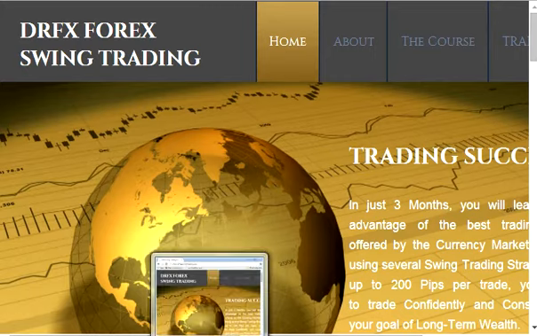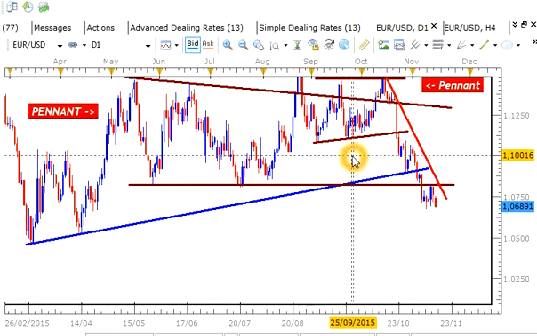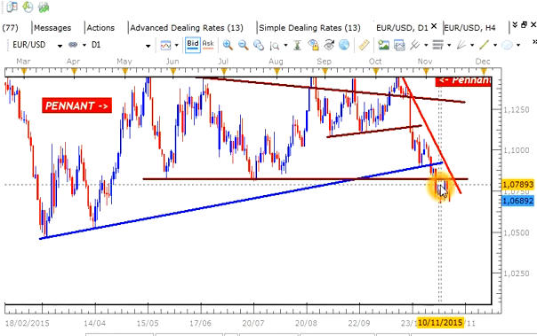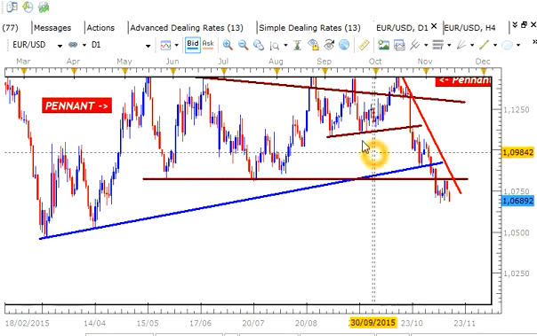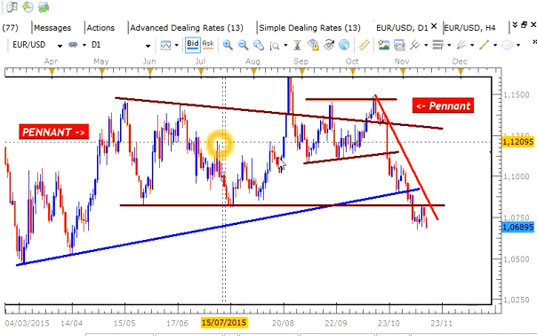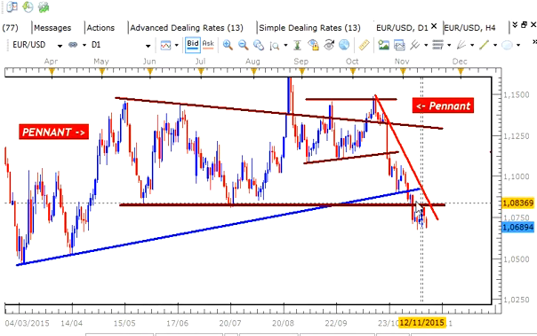Taking a look at the situation on the Euro US dollar as well as the Euro yen. Here we can see on the daily chart of the Euro US dollar that the pair has broken below the support boundary of this major consolidation setup, this major pennant setup, as well as this uptrend line. And we're now starting to see the market move sideways after breaking this boundary.